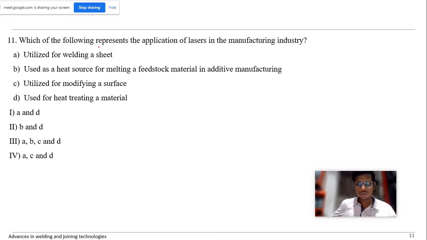So from now, last year's assignment two questions are solved. Now we are going into this year's, which you guys have already submitted, right? I think 2 days back, I don't know the exact date. So we'll be discussing those topics. Which of the following represents the application of laser in manufacturing industry?